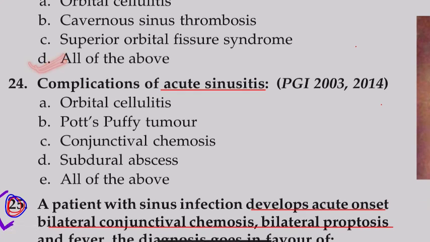Now moving further, the next question: complications of acute sinusitis include orbital cellulitis, right? Pott's puffy tumor, that's also right. Conjunctival chemosis, yes. Subdural abscess, yes, right? Subdural abscess, extradural abscess, meningitis, brain abscess, cavernous sinus thrombosis, these are intracranial complications. So all of the above are complications.